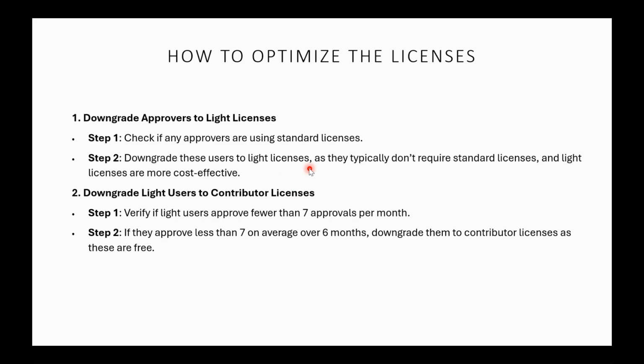Now, downgrade light users to contributor licenses. Verify if the light users make fewer than 7 approvals per month. If the light users are approving fewer than 7 approvals per month, they really don't need light licenses. You can assign them contributor licenses, and contributor licenses are free. So it's better to downgrade them to contributor licenses. That way you are optimizing your licenses, and that will be really good.